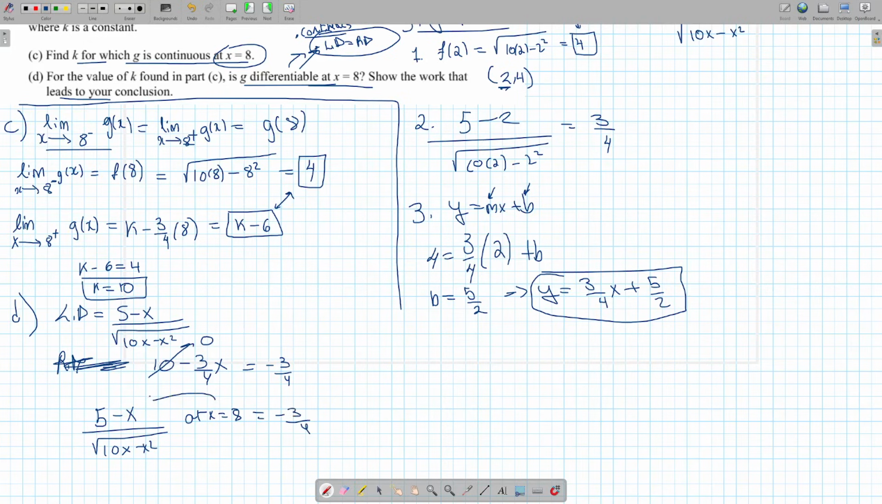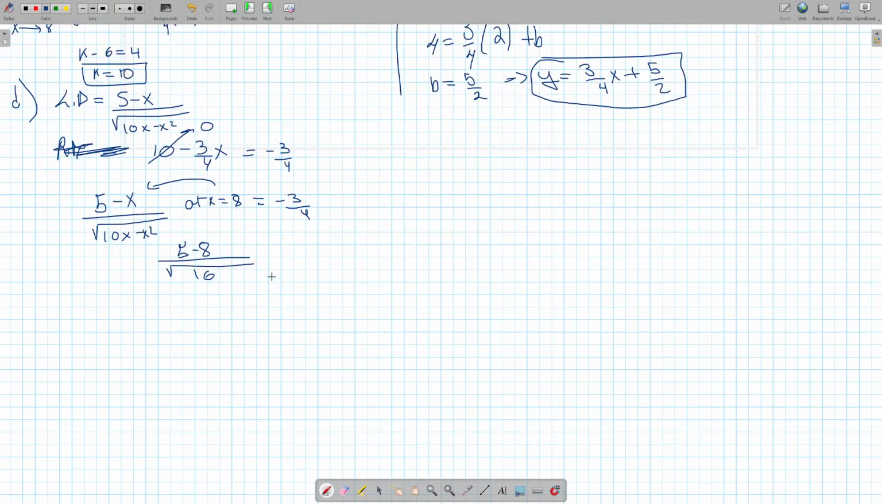Let's check that. Substitute 8. You're going to get 5 minus 8 over radical 16 down here. And you get over here negative 3 over 4. Let's check it. 5 minus 8 is negative 3. Radical 16 is 4. So you get negative 3 over 4 equals negative 3 over 4, which is true. So therefore, it is differentiable at x equals 8.